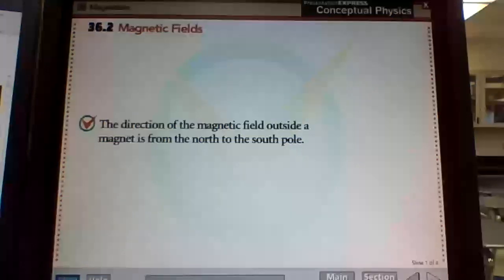Now, just like electric particles generate an electric field, so do magnets. Anywhere around a magnet, you will see a magnetic field generated around that magnet, and it will always flow in a specific way. It will always flow from the north to the South Pole.